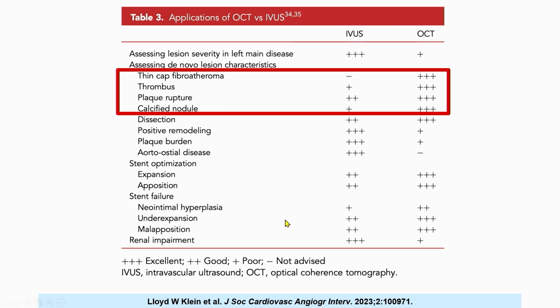Of course, we know IVUS will not induce renal impairment, but with OCT you have to use contrast injection. Sometimes we will use glucose water injection to flush all the blood away.